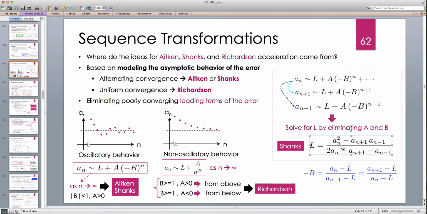And in order to get this, basically we bring L to the other side, and then we realize that if we eliminate b, basically minus b is an minus L, an minus 1 minus L, an plus 1 minus L, an minus L, and then now we can solve for L. And it's not a quadratic equation, it's a first degree equation. And this is Shanks. Similarly, for the Richardson, we see that we can do the same thing.